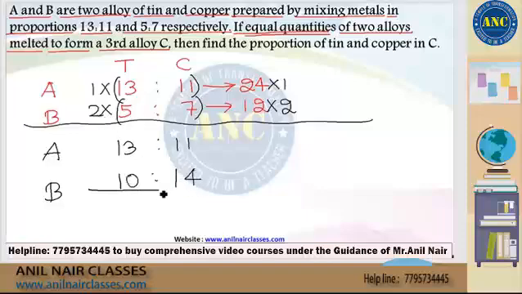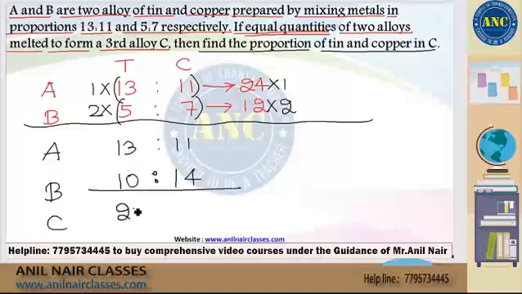Now they are trying to form a new alloy C, which is a combination of alloy A and alloy B. Find the proportion of tin and copper in alloy C. Tin is 13 plus 10, which is 23. Copper is 11 plus 14, which is 25. Similar kinds of questions we have solved in our previous questions.